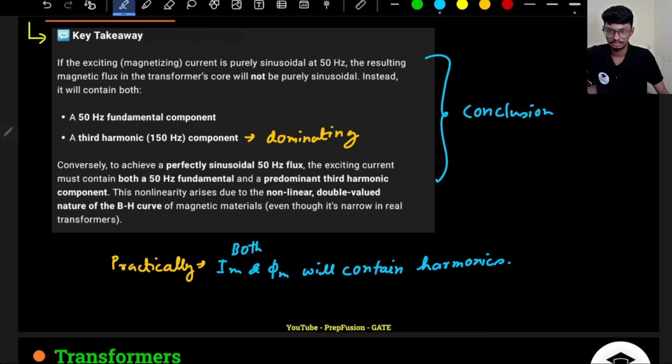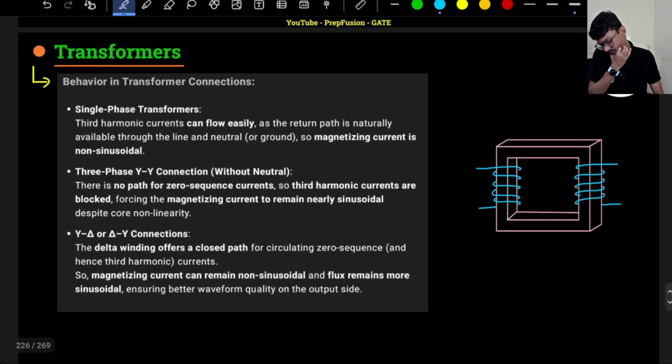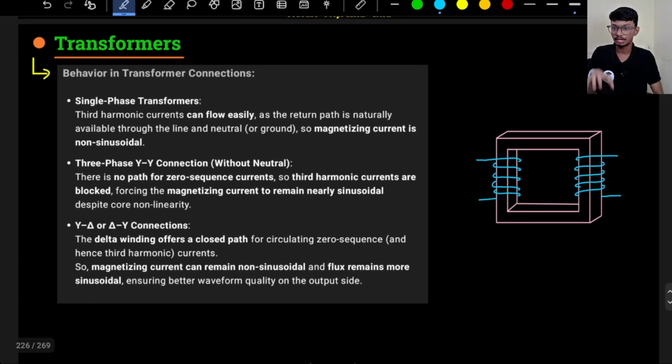So that is the case over here. I hope you have understood this very basic point. Now let's discuss what happens. This is the conclusion I am showing you at the starting. I will prove each and everything.